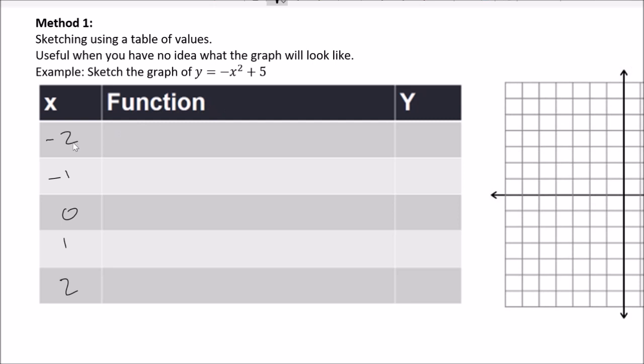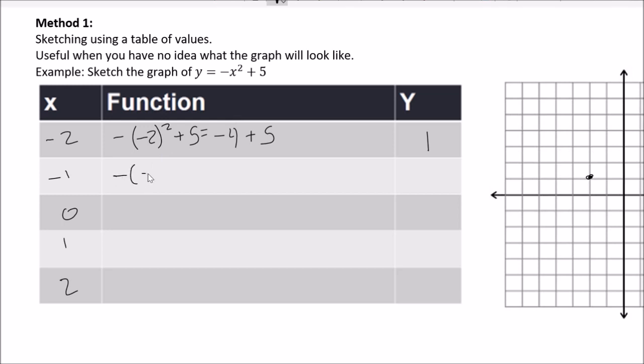Okay, all we're going to do is plug these x values into the equation that was given. So what does that look like? Minus (-2) squared plus 5. Notice my use of parentheses here. Okay, so what happens? We have a negative getting squared, so that's +4, but there's a minus in front of it. So we end up with -4 plus 5, and that's 1. Let's see, (-2, 1).